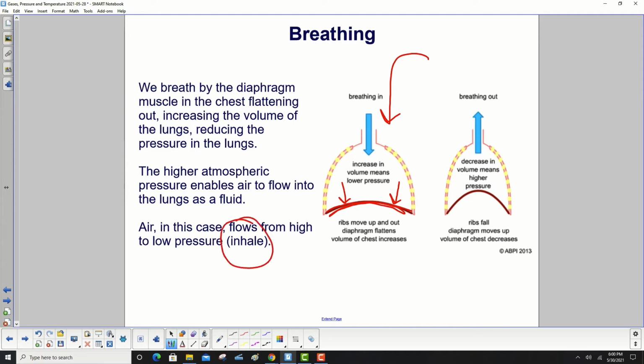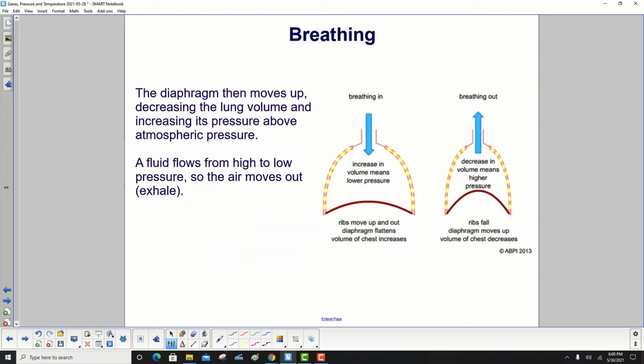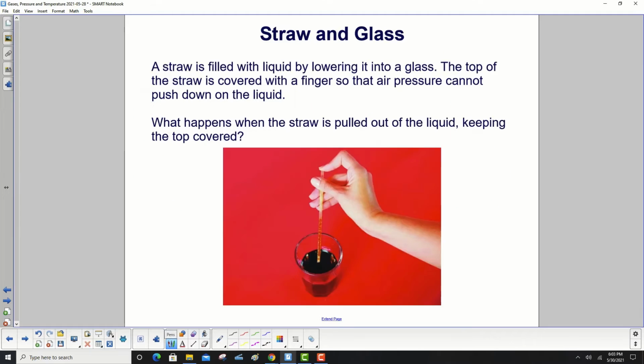That's called inhaling. The diaphragm then moves up, that's in this direction right here, that decreases the lung volume and increases its pressure above atmospheric pressure. A fluid flows from high to low pressure, so the air moves out. That's exhaling. A straw is filled with liquid by lowering it into a glass.